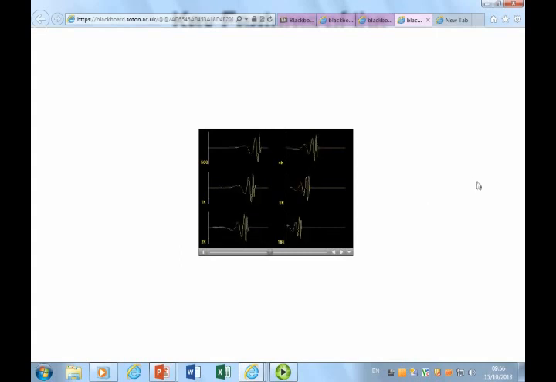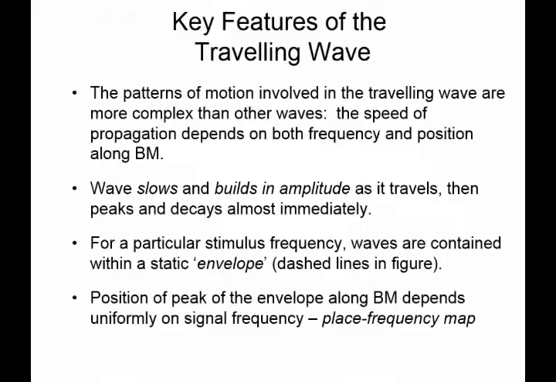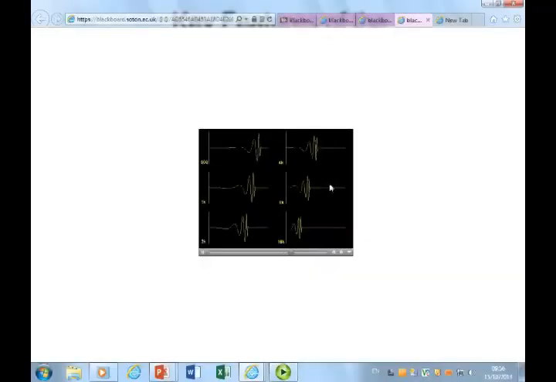This is what we can see here for a number of frequencies: 500 Hz, 1 kHz, 2 kHz, 4, 8, 16 kHz. This is a simulation of the basilar membrane movement. There are a number of things to see. Let's take this one here. It's probably best to see at 2 kHz. You can see how it builds up, goes up to the top, and then drops down pretty rapidly. Can you see that? It's a bit small.